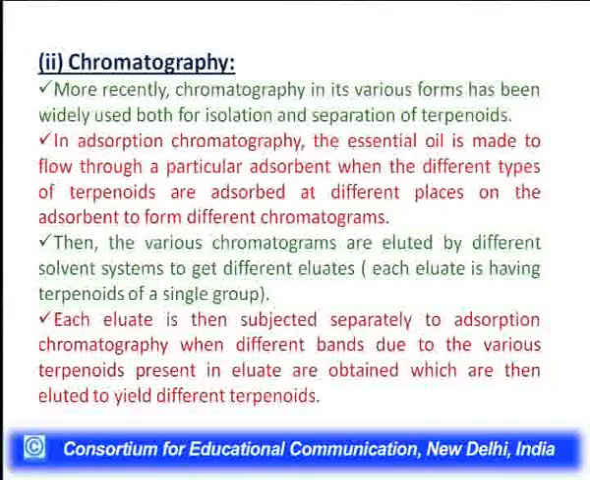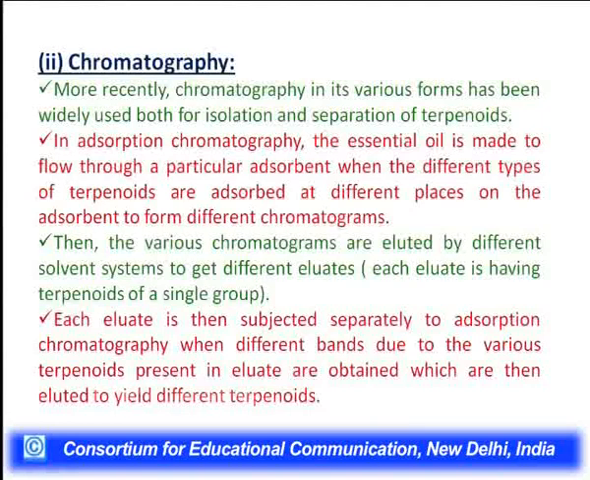Then comes another physical method, which is chromatography. Chromatography is a method where we separate these terpenoids as different colors when they are adsorbed on some adsorbents, and they can be identified with a coloring method. More recently, chromatography in its various forms has been widely used both for the isolation as well as for the separation of the terpenoids.